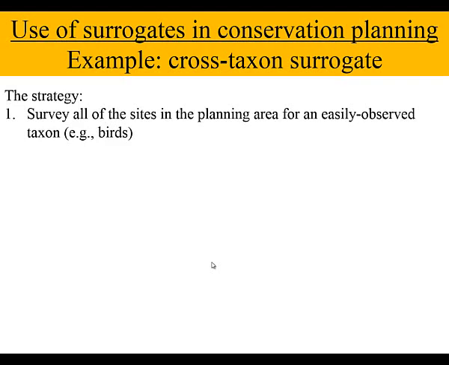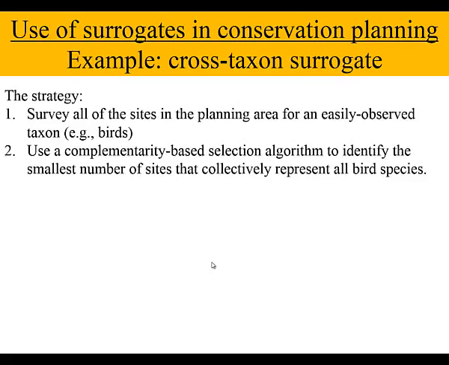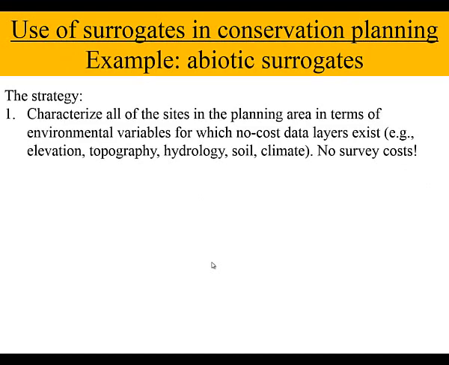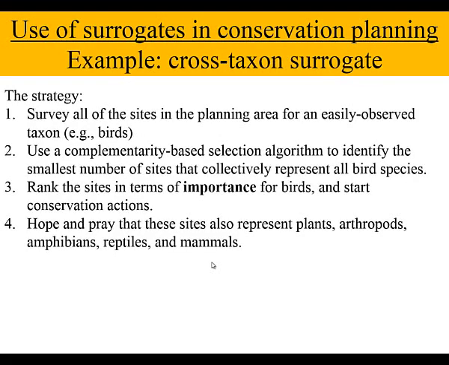So here's an example of a cross-taxon surrogate. I say, well, I can't survey everything, but birds are easy to find. I'm going to visit every site. I'm going to survey the birds. I'm going to have a list of birds. And now I'm going to select all of my sites. I'll use these same algorithms to identify the smallest number of sites that can represent all of my bird species. I can then prioritize them, rank them in terms of their importance towards meeting my representation goal for birds, and then I'll start my conservation actions. And then, of course, I'm basically hoping and praying that these sites will also represent the things I didn't survey, the plants and the arthropods and the amphibians and reptiles and mammals.